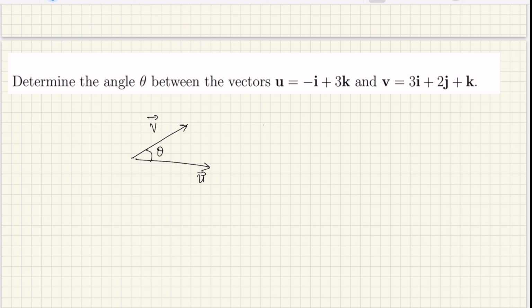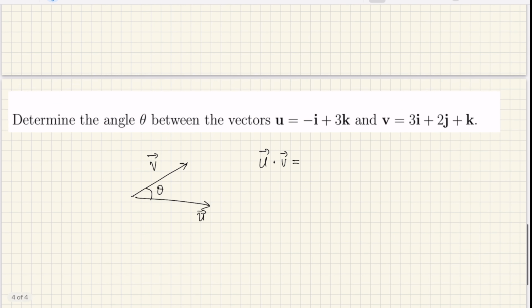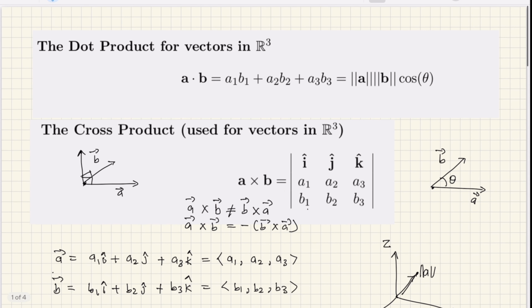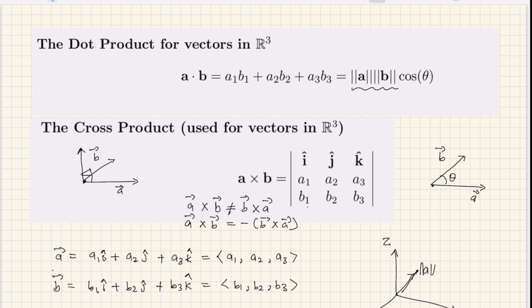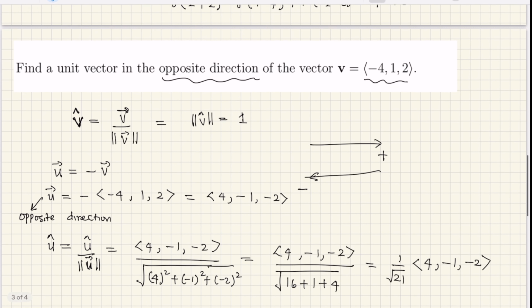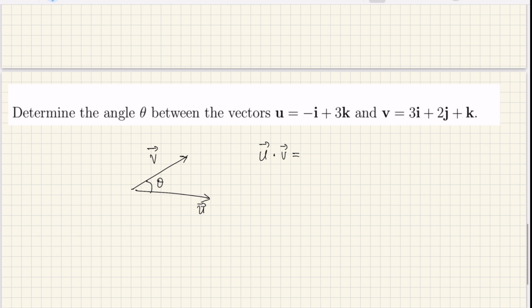Now you recall when I defined the dot product of two vectors. Let me scroll back up to show you the definition of the dot product of two vectors. Basically the magnitude of the two vectors multiplied by the cosine of the angle between them. So if I want to calculate the angle between two vectors, I recall the definition of dot product. The dot product of u and v is given by the magnitude of u multiplied by the magnitude of v multiplied by the cosine of the angle between them.